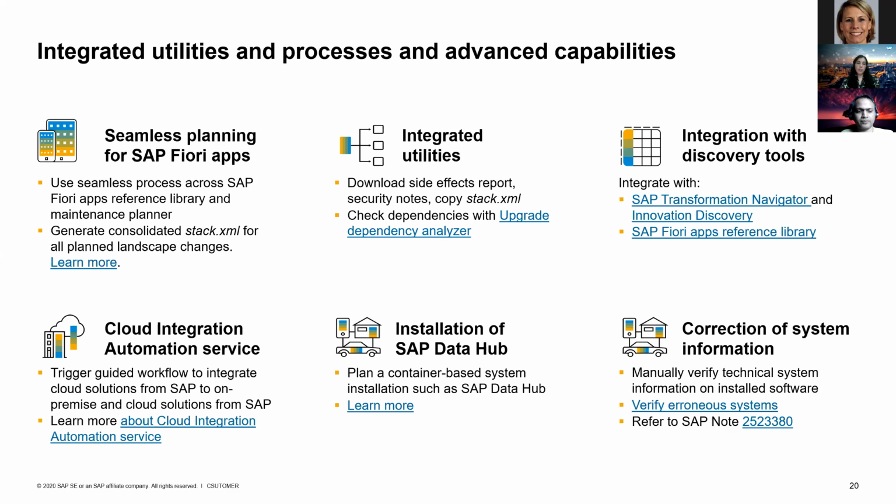Now, coming to this very important topic about correction of system information. If a system is marked erroneous and is indicated in the red status, Maintenance Planner provides a guided procedure to verify the system manually. So you need to answer a few questions, and at the end of this, Maintenance Planner will allow you to create a corrective file, the CISI file. This corrective file needs to be used by SUM to correct the system information on the system.